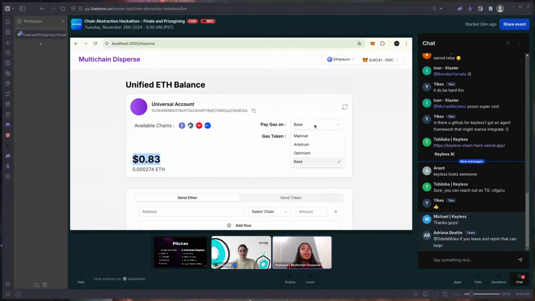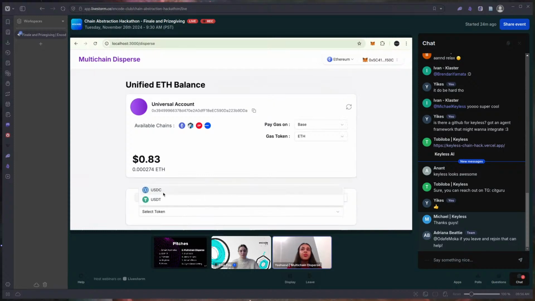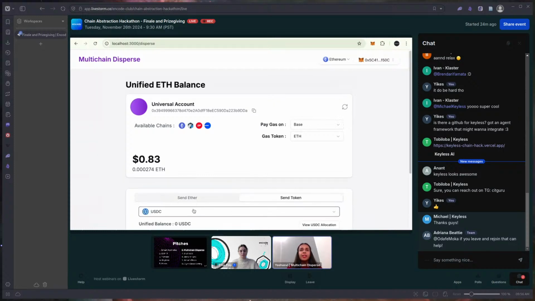You can also select the chain that you want to use to pay gas fee. The token here is ETH. So we will be paying gas fee in ETH on Base for this demo. Let's just try to create a token disperse transaction. We will use USDC token.